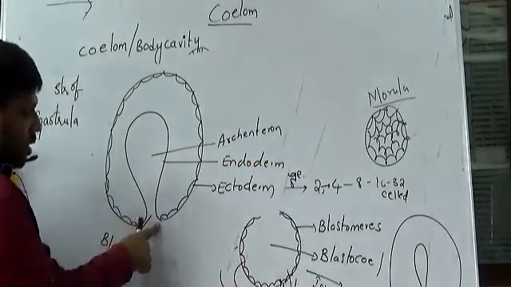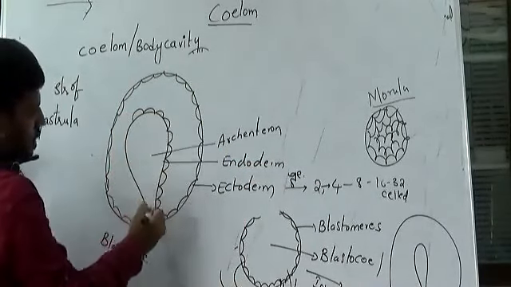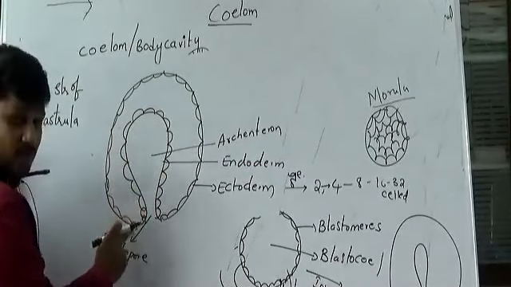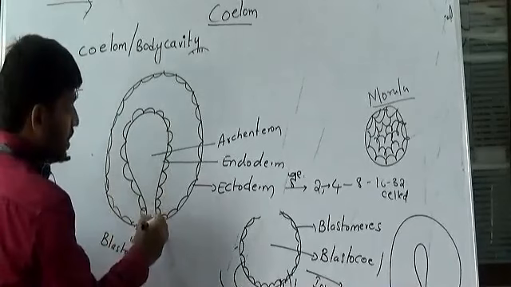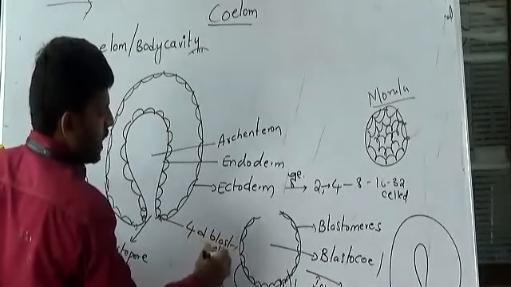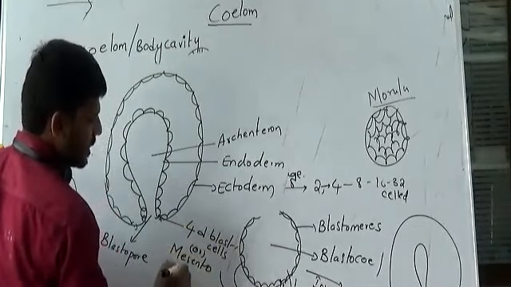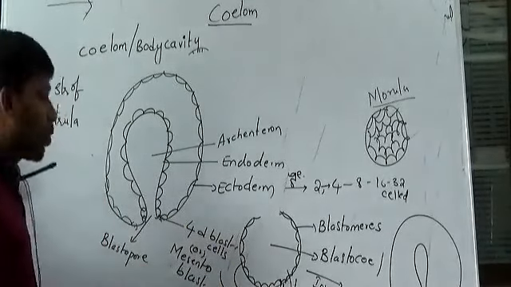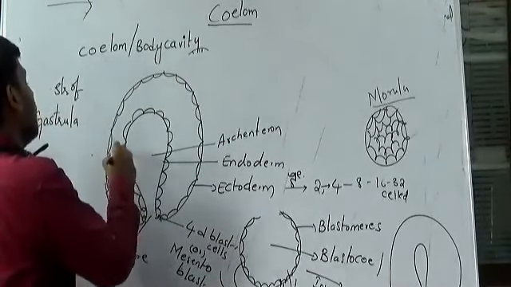And this inner layer is the endoderm. At the junction of ectoderm and endoderm, or at the rim of the blastopore, there are special cells present, called 4D blast cells or mesentoblast cells. These 4D blast cells are going to result in the formation of one more layer, which we call the mesoderm.